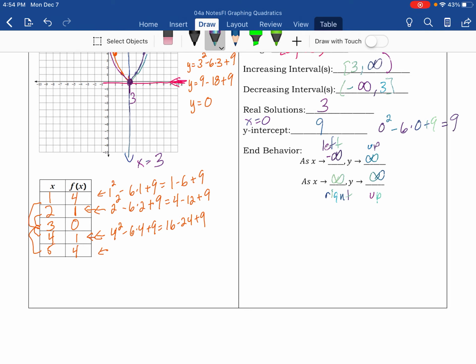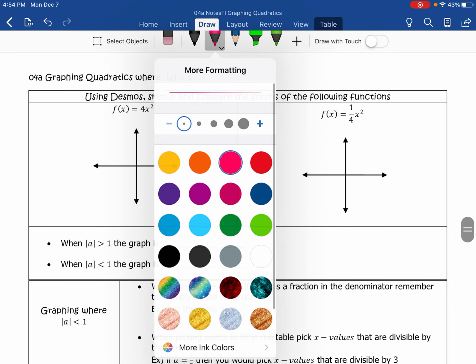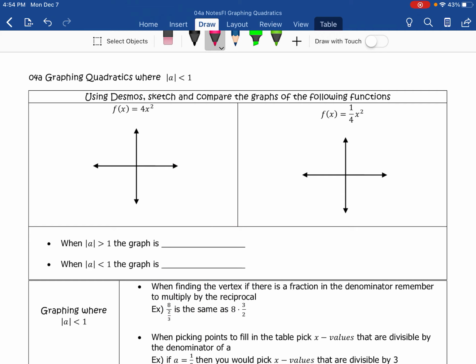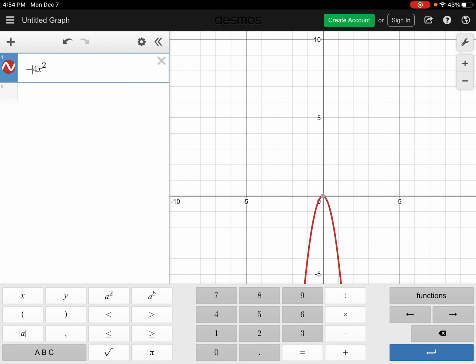We actually have 2 more examples to do with fractions. If you're comfortable with this, that's fine, but I'd like you to at least see one of the fraction ones. So same thing as before, using decimal, sketch and compare. So we have 4x squared and 1/4 x squared.